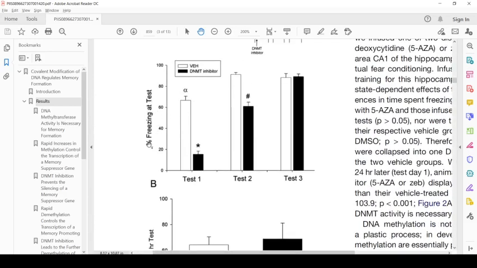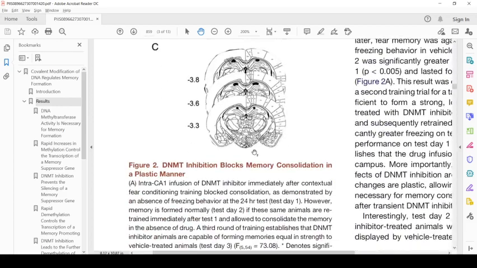And we see that after this training, the percent freezing is much lower in the rats that got the DNA methyltransferase inhibitor versus just the vehicle. So this is test one, percent freezing at test. These are rats freezing out of fear. With just a vehicle, it's about 65% freezing, give or take a little bit. Much lower, maybe 16%, are freezing with the methyltransferase inhibitor, which is some evidence to suggest that there is a strong effect from the DNA methyltransferase inhibitor in blocking memory formation. And there are subsequent tests, and we'll read about that in the caption.